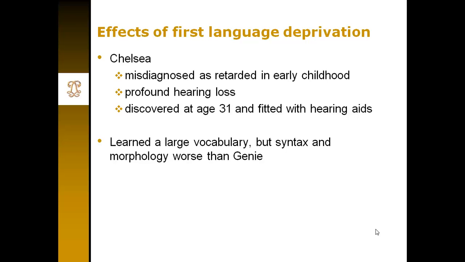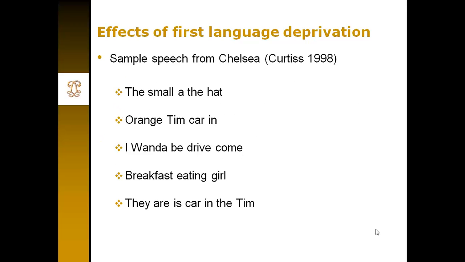And her outcome we could compare with Jeannie. Chelsea, like Jeannie, learned a large vocabulary, but her syntax and morphology were actually worse than Jeannie's. Here is some sample speech from Chelsea, recorded from research done by Susan Curtiss, who was one of the speech therapists who worked on the original Jeannie case. These are some things that she recorded Chelsea said.